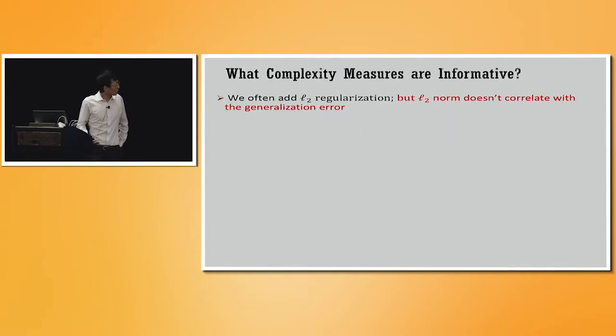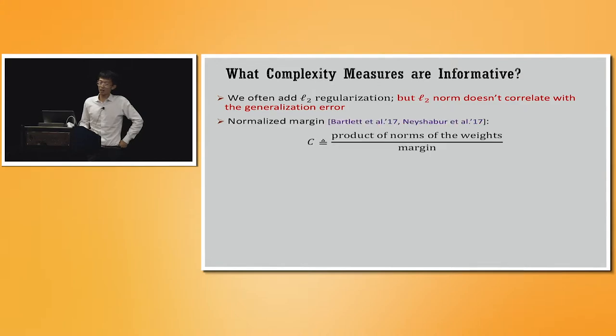Then what are the complexity measures? You may wonder, okay, we often use L2 regularization, even though a very weak L2 regularization, but we do use it in training. But empirically, the L2 norm of the network doesn't correlate very well with the generalization error either. So there are a series of recent works on more informative complexity measures.